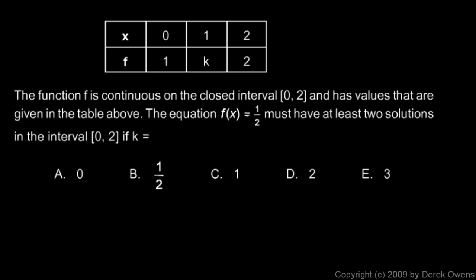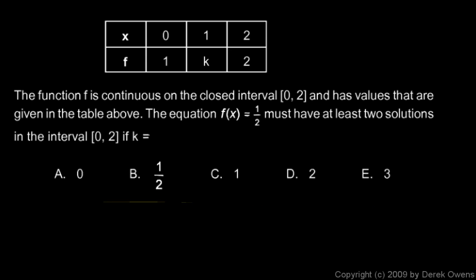The function f is continuous on the closed interval 0 to 2. So take note, that's important. It's continuous. And we have values for the function as given in the table. So we're only given a few values, and we're asked the equation f of x equals 1/2 must have at least two solutions on this interval 0 to 2 if k is equal to which of these values.